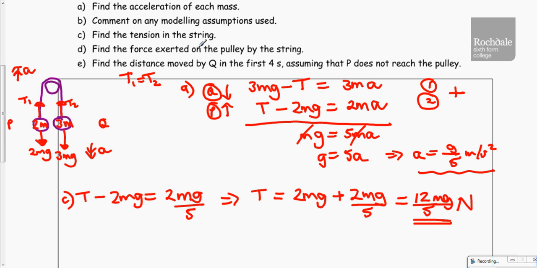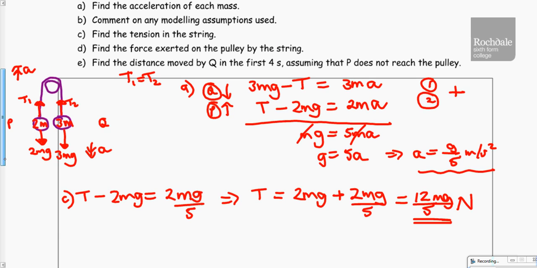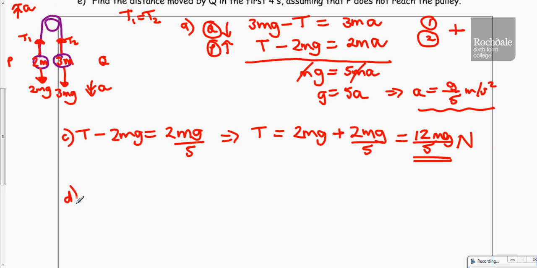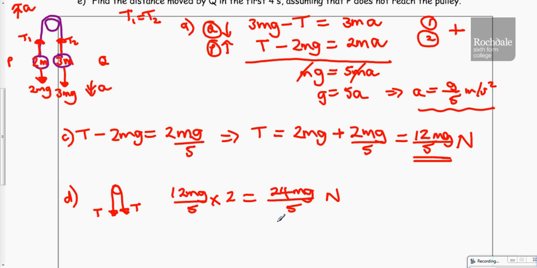We've now got to find the force exerted on the pulley by the string. Now, if you think about this pulley at the top, it's got a string going over it and pulling down on both sides. And we know that that tension is the same throughout the string. So we've got a tension pulling down on both sides, and we know that it's equal to 12mg over 5 on each side. So 12mg over 5, and you've got it pulling down twice, once on each half of the string. And so the overall force pulling down on that pulley is 24mg over 5 newtons.